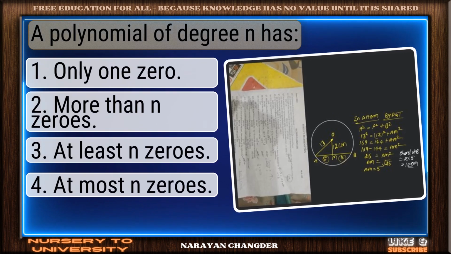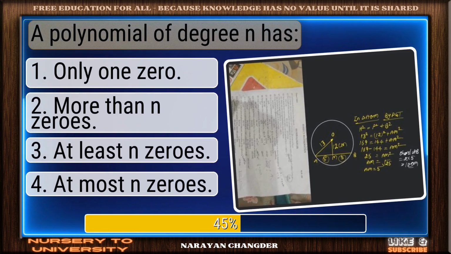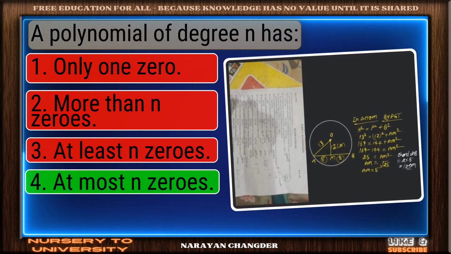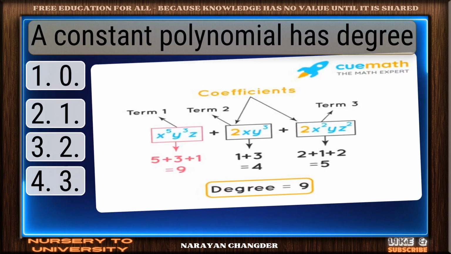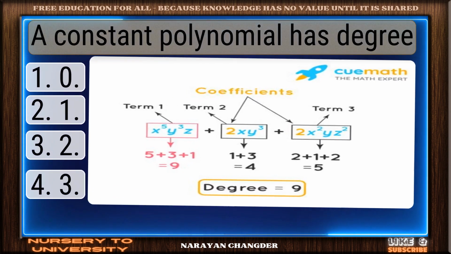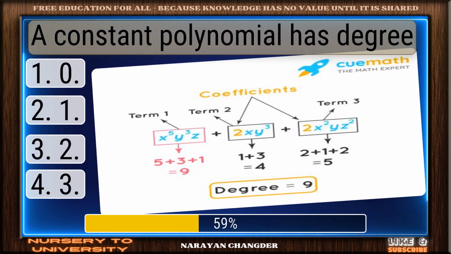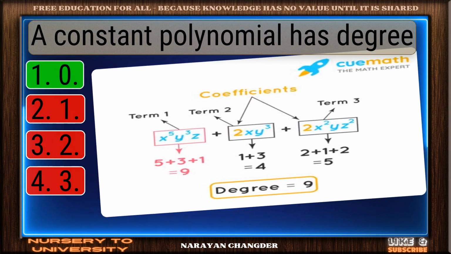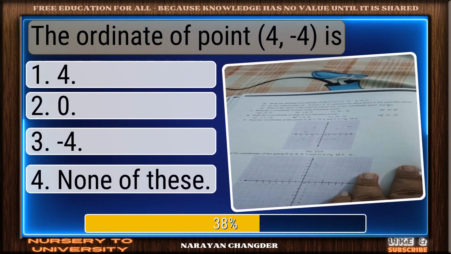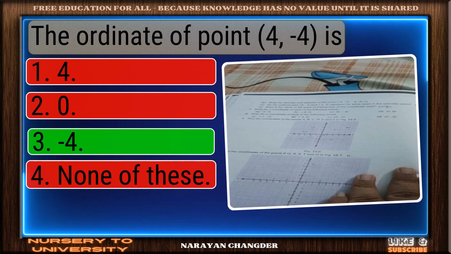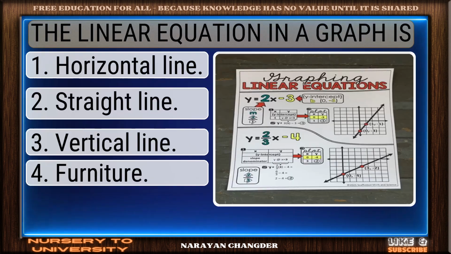A polynomial of degree n has... Excellent choice. At most n zeros is right. A constant polynomial has degree. Good job. Zero works well. The ordinate of point is... Solid response. 4 is valid.